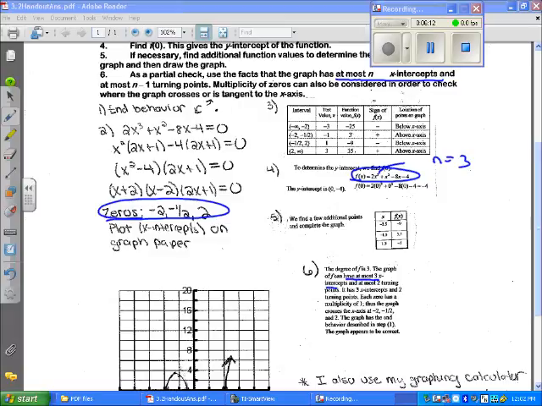And it should have at most n minus 1, which is 3 minus 1 equals 2. It should have at most 2 turning points. Turning points are our maxes and our mins. Okay, so what I'm going to do next is find the max and the min using our graphing calculator. If you take a calculus class, you learn more how to do that algebraically, but for right now, we're just going to show you how to find it in a graphing calculator.